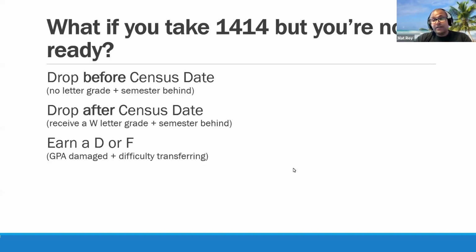If you earn a D or an F in Math 1414, that's really going to wipe out your GPA, because if you think about it, this is a 4-credit-hour course. And depending on your major or the university you would intend to transfer to, this can make it really difficult for you. So we want to avoid the D or the F. That's the worst case scenario.